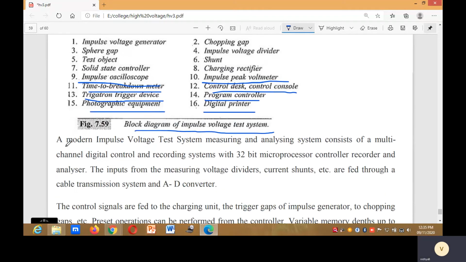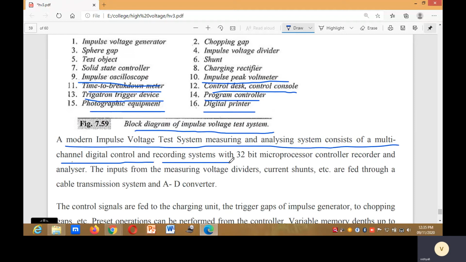Okay, a modern impulse voltage test system measuring and analyzing system consists of a multiple channel digital control and recording system with a 32-bit microprocessor controller, recorder, and analyzer. This block diagram of the impulse voltage test system will only measure, but in a modern impulse voltage test system it will measure and also analyze.